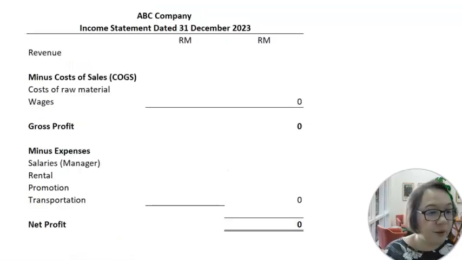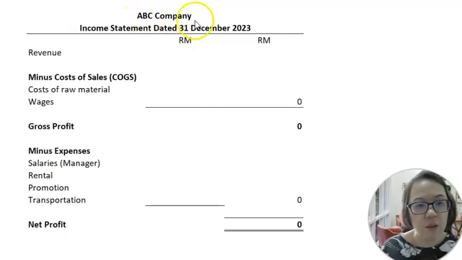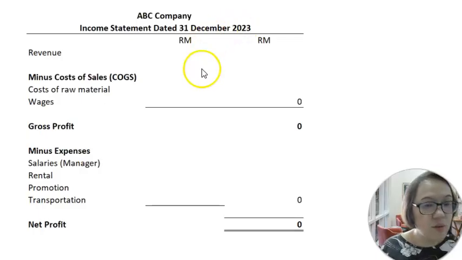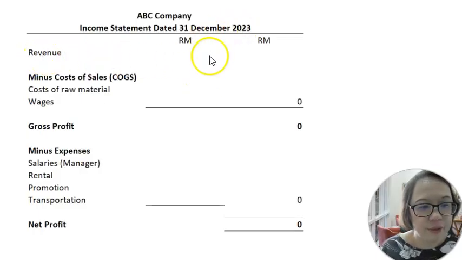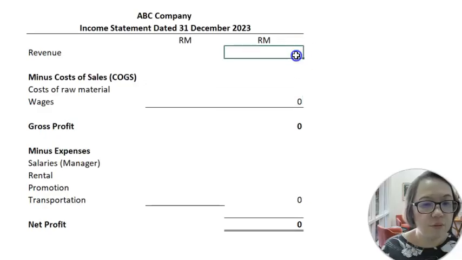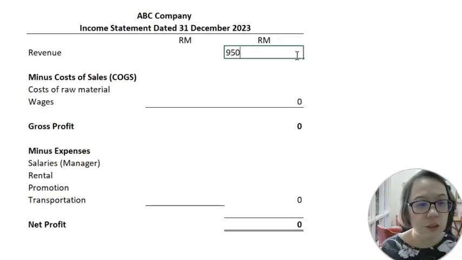Next, we will prepare the income statement. Similarly, we are using the same data that I showed you just now. And for the income statement, we also start with the company name and the title of the statement. Income statement dated 31st December 2023. So again, we will put down the revenue here. The revenue is 950 ringgit. I will put it here.